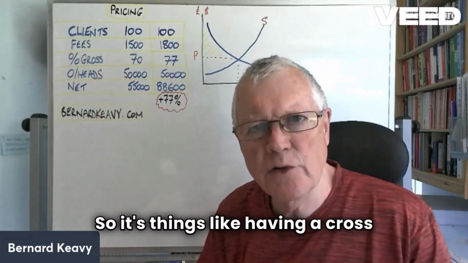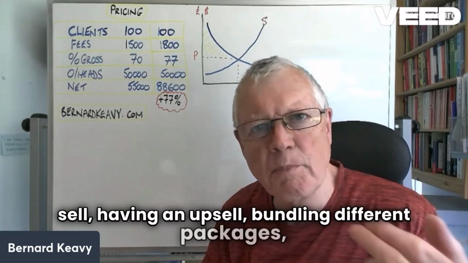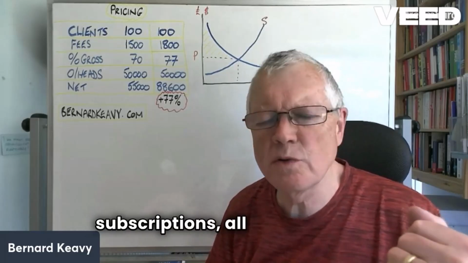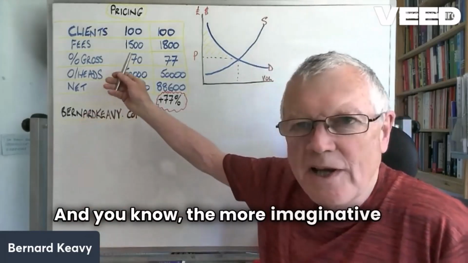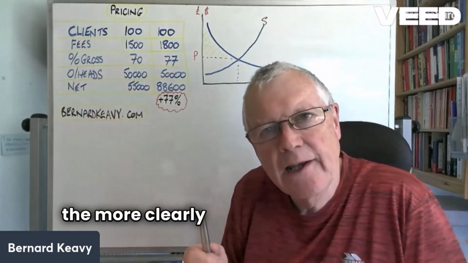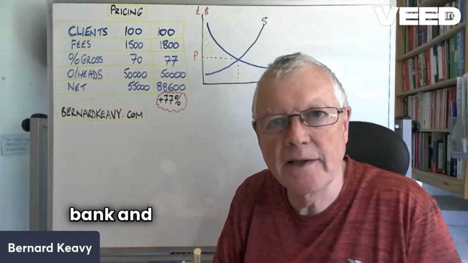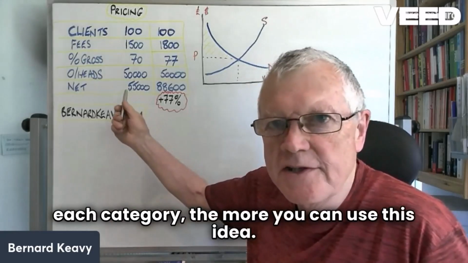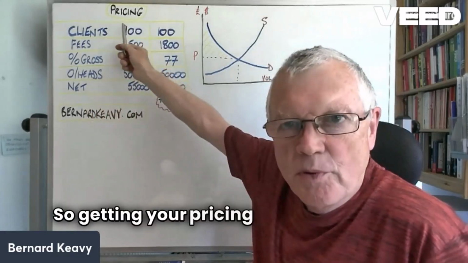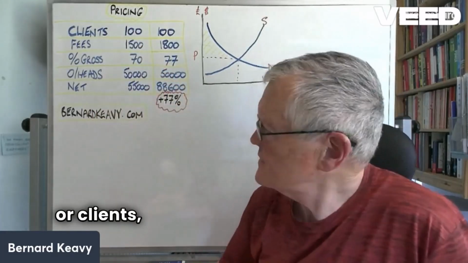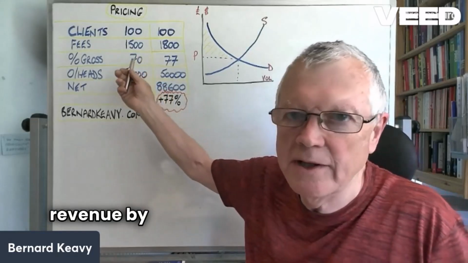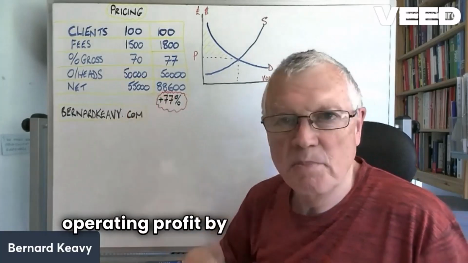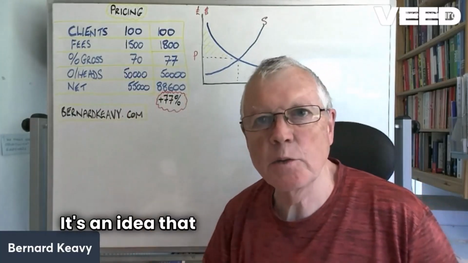So it's things like having a cross sell, having an upsell, bundling different packages, bundling in extra value, having membership schemes, subscriptions, all sorts of ideas. And the more imaginative you can get, and the more clearly you can segment your customer or client bank and work out the ideal clients or customers for each category, the more you can use this idea. So getting your pricing right, segmenting your customers or clients, you could easily increase your average revenue by 20% and increase your net bottom line operating profit by over 3/4. And it's an idea that can work for anyone.